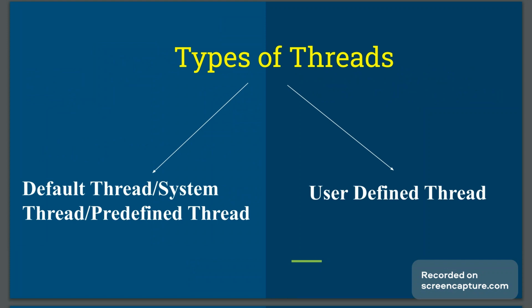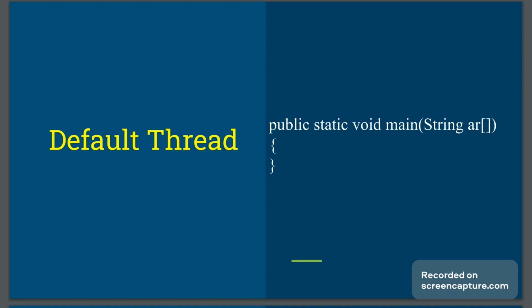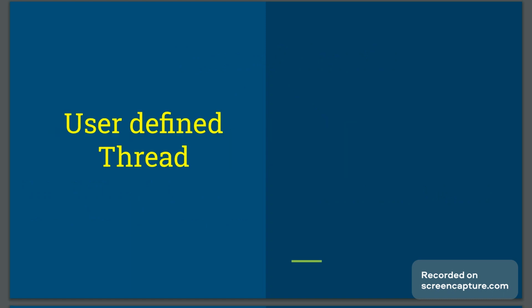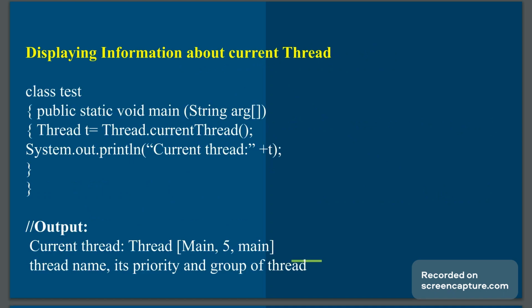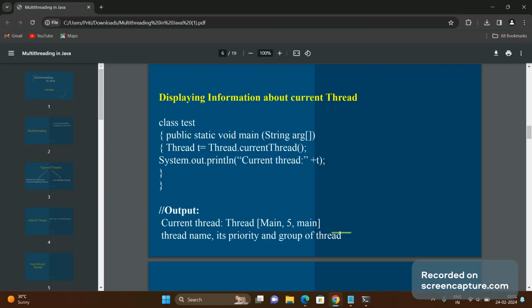In a Java program or process, there is always one default thread, that is the main thread, which is the first thread that gets executed when we run the Java program or process. Now, the user defined thread can be created. Before that, we will see how to display information about the current thread.